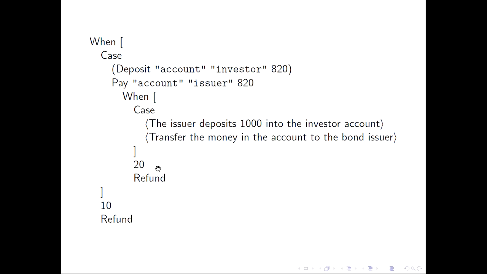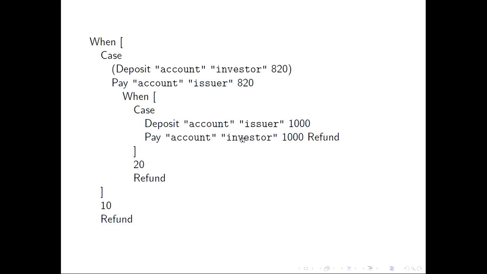Now after this is the contract that should be executed. In this case, we wait for the issuer to deposit 1,000 into the investor account and to transfer the money in the account. So the way the issuer would deposit that is, of course, 1,000. Same thing, deposit account, issue 1,000, and then transfer the money from the account. Sorry, that should be transfer the money to the investor. That's a mistake. That should be paid. Right, and it's got till time 20.